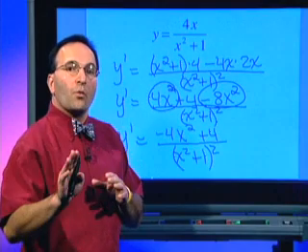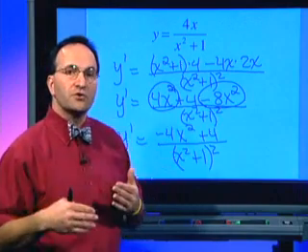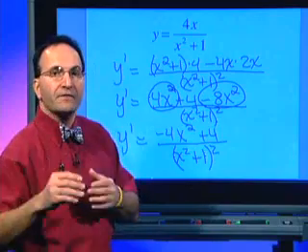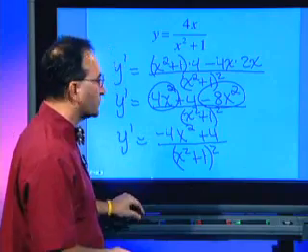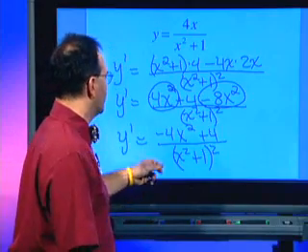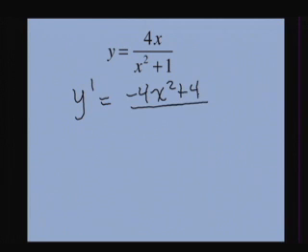All right, so what we would do next is to actually find the slopes at those 2 points that we were given. The origin is the first one. So let me go to a clean screen so I have some more room. All right, so what I found was that y prime was equal to negative 4x squared plus 4 all over x squared plus 1 quantity squared. And now for the point 0, 0.